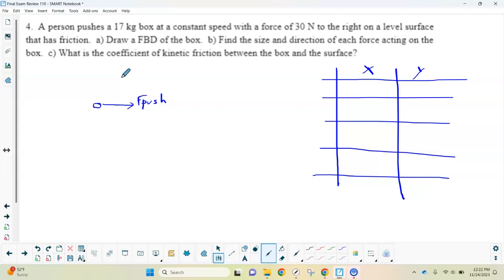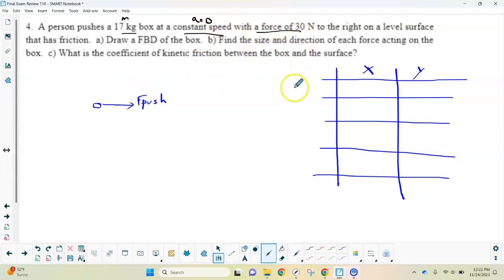So number 4, it reads a person pushes a 17 kilogram, which is the mass, box at a constant speed. Constant speed means our velocity isn't 0, it's constant. So the acceleration is 0. So it's moving at a constant speed.